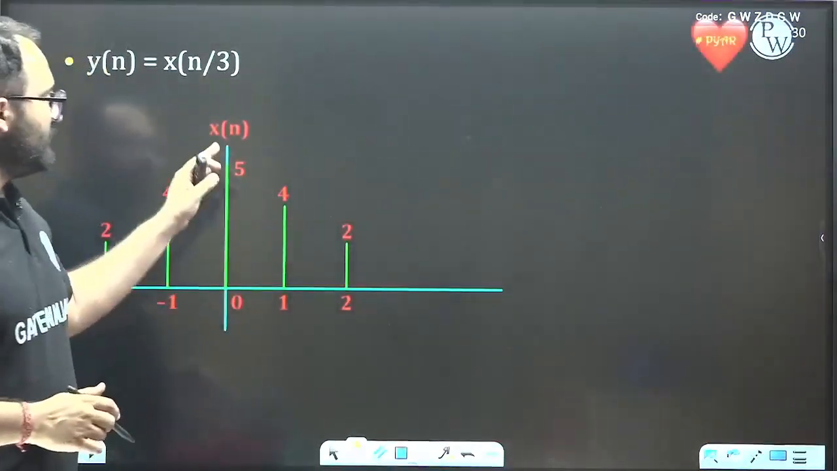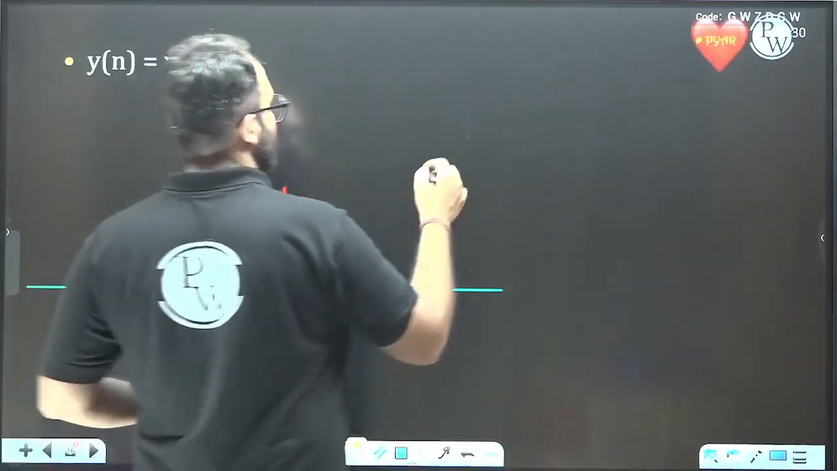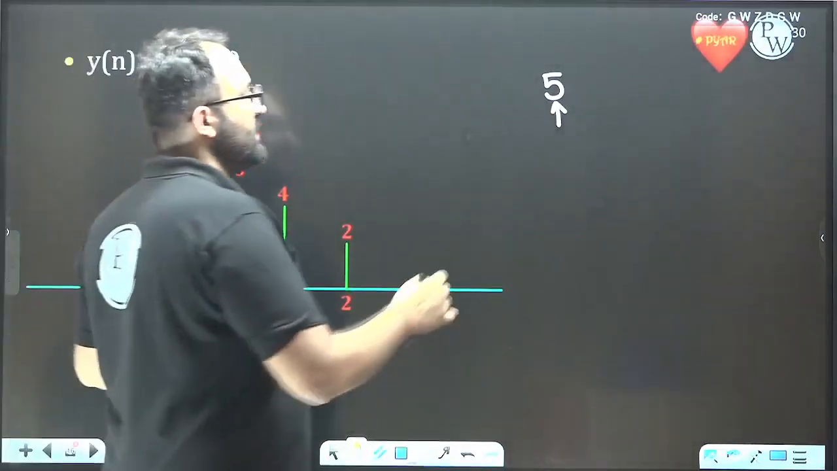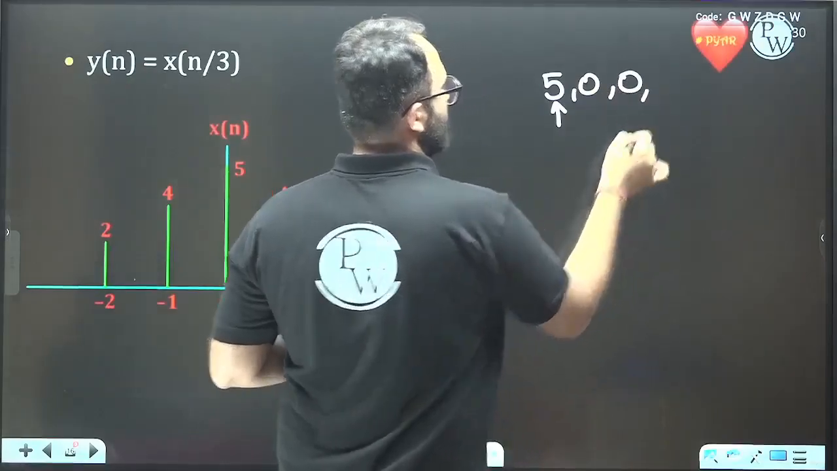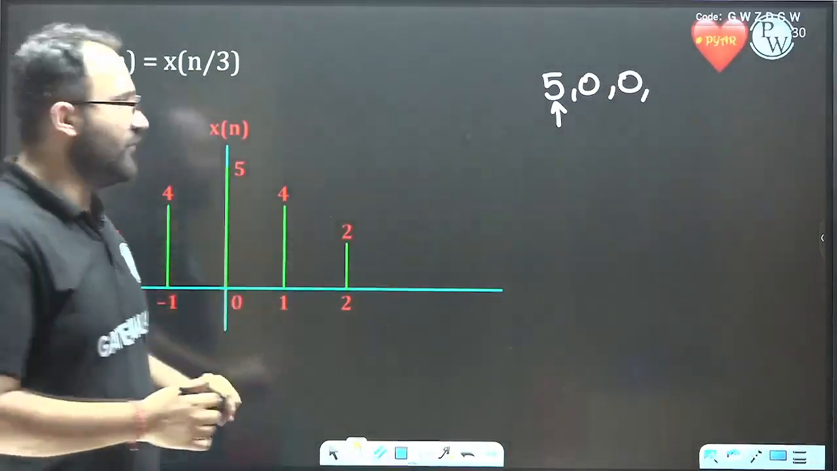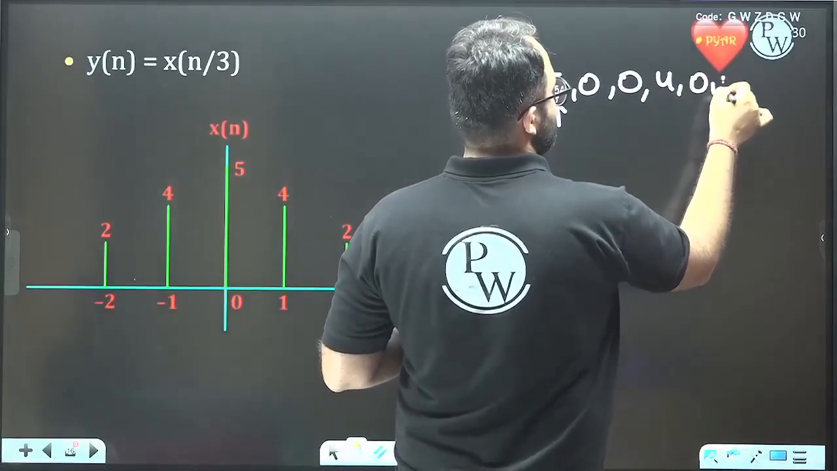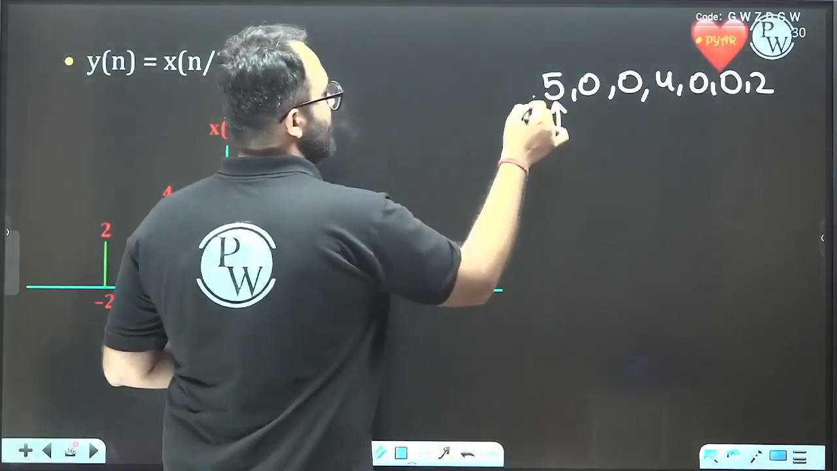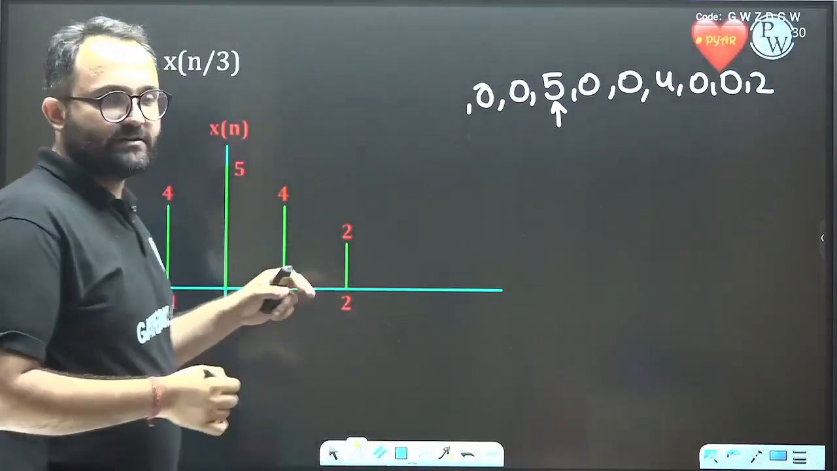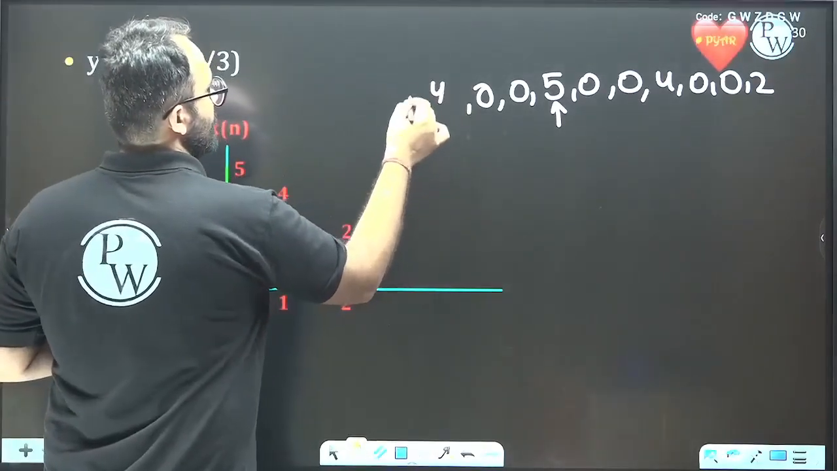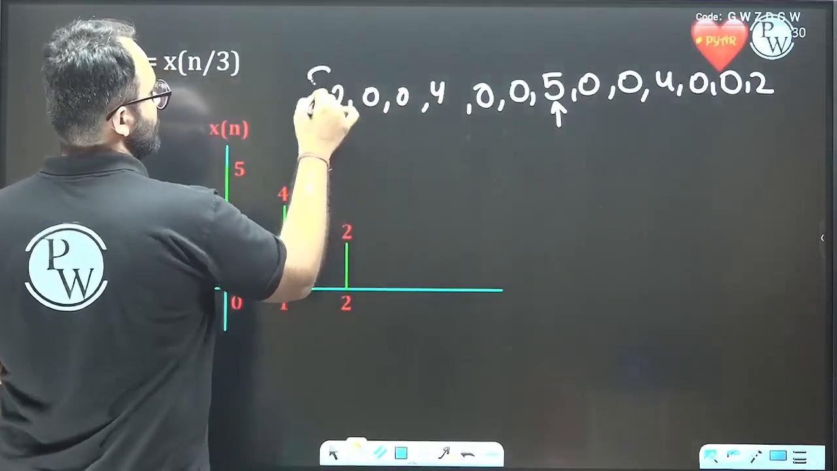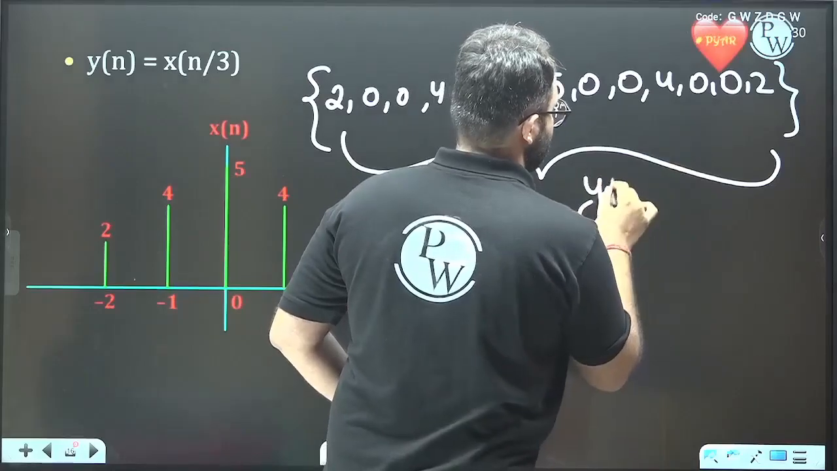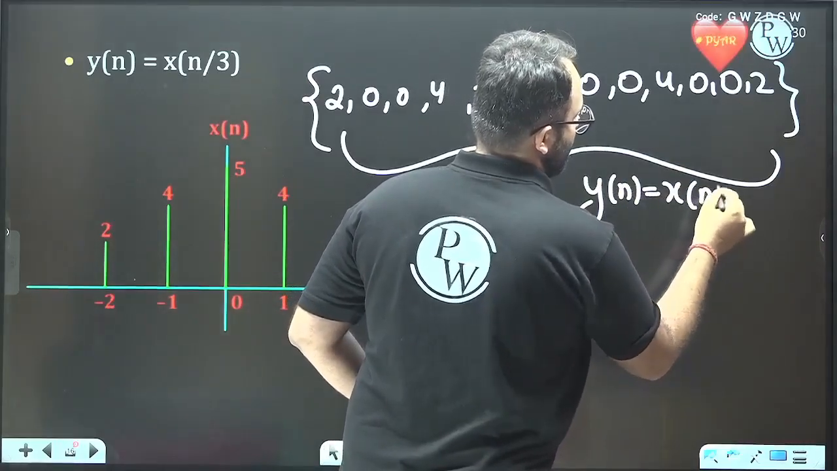So this is your signal xn. We need x of n by 3. At the 0 location we will get this only. Then we add two zeros. Then we add the next sample, which is 4. Then we add two zeros. Then we add the next sample, that is 2. Similarly, we add two zeros, then the next sample, that is 4. We add two zeros, then the next sample. So this is your yn, that is x of n by 3.